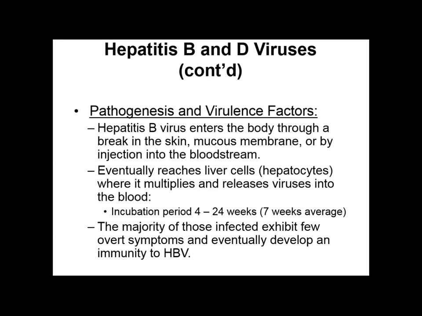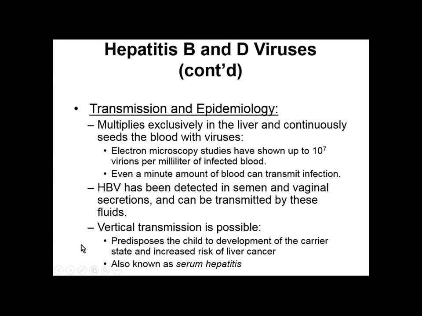The majority of individuals that are infected are going to exhibit a few overt symptoms initially, and then start to develop immunity to the hepatitis B virus particle. As we look at individuals that have been infected, this virus will multiply exclusively within the liver, and it's going to continue to deposit virion particles into the bloodstream.